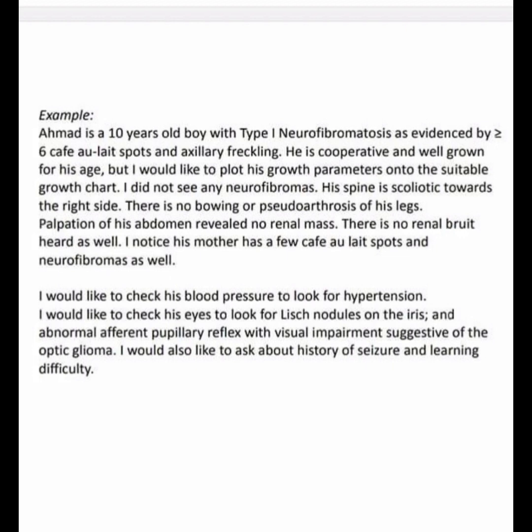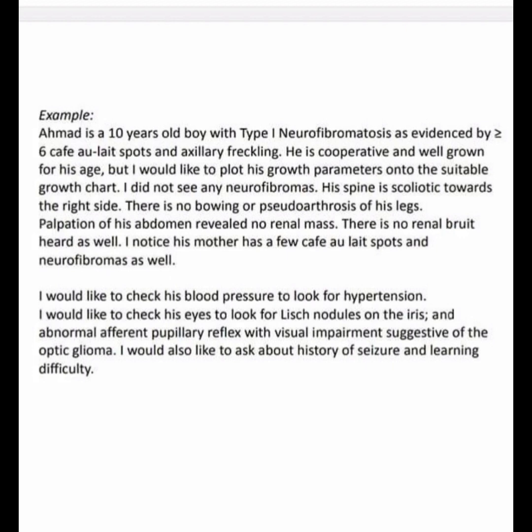His spine is scoliotic towards the right side. There is no bowing or pseudoarthrosis of the legs. Palpation of his abdomen revealed no renal mass. There is no renal bruit heard as well. I notice his mother has a few café-au-lait spots and neurofibromas as well.